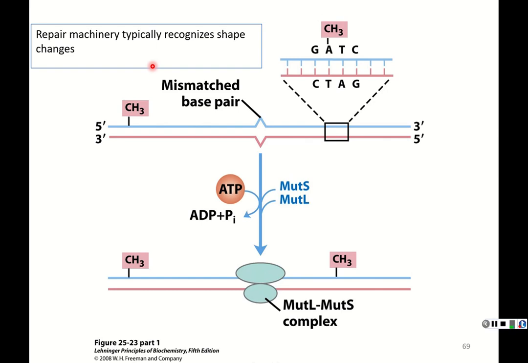Okay, so our repair machinery recognizes the shape changes. So a mismatch base pair is not going to hydrogen bond the same, and because of that, the shape is going to be slightly different. So your machinery to repair this is going to look for that change in shape. And specifically, these are the MutL and MutS complex. Okay, it finds that mismatched shape. It binds there using ATP.